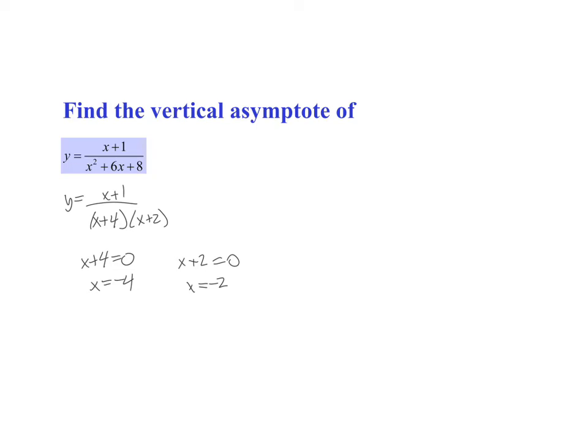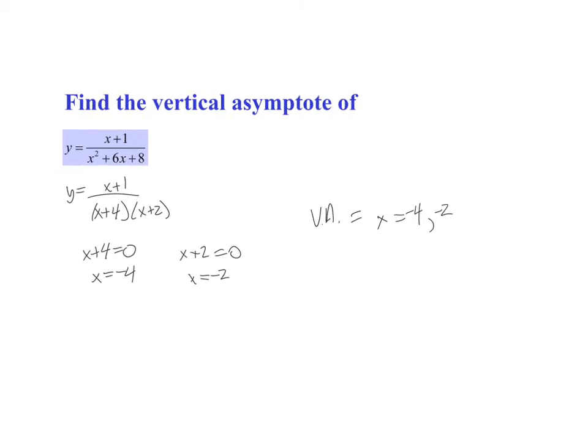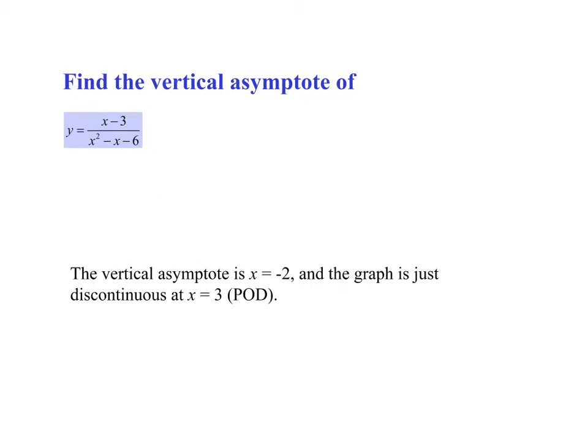So the simplest way to write this is to say your vertical asymptotes are going to equal x of -4 and -2. I usually just use VA to indicate your vertical asymptote. And that'll be it for the first one. Okay, second, we have another one.